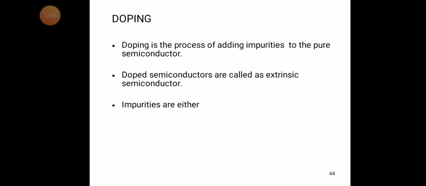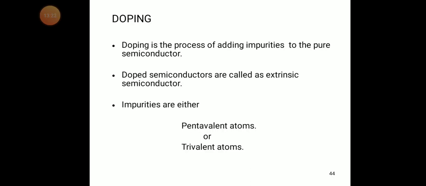Doping is the process of adding impurities to a pure semiconductor. Doped semiconductors are called extrinsic semiconductors. Impurities are either pentavalent atoms or trivalent atoms. We have two types of atoms, pentavalent and trivalent.